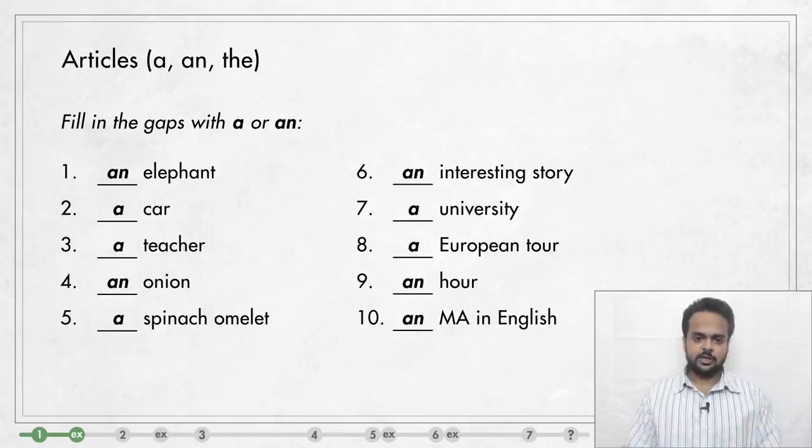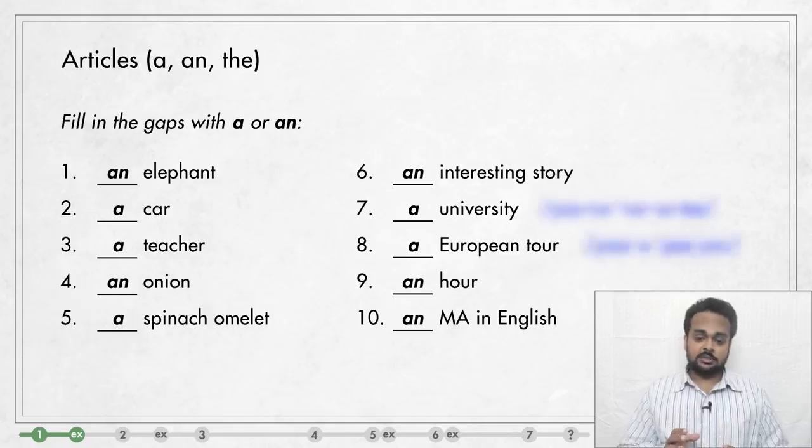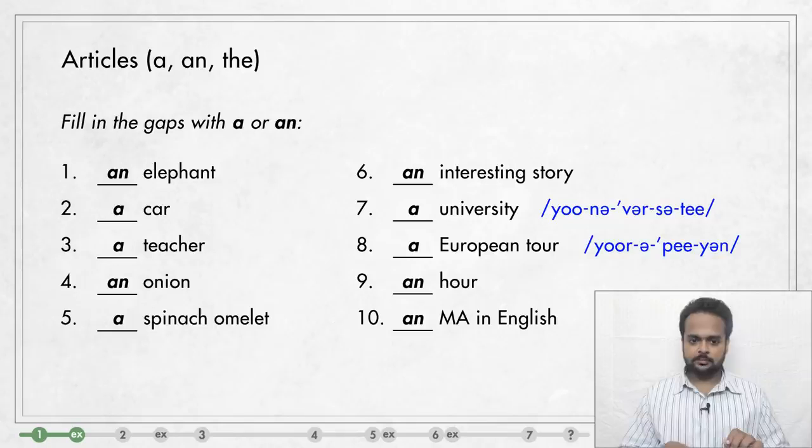Okay, here are the answers. Did you get them all right? I want to focus on items number 7 to 10 because these are a little tricky. Number 7 is a university because even though university starts with the letter U, the first sound of the word is not a vowel sound. We don't say uh university, we say yu-niversity. So that first sound is a y sound, which is a consonant sound, so we say a university.